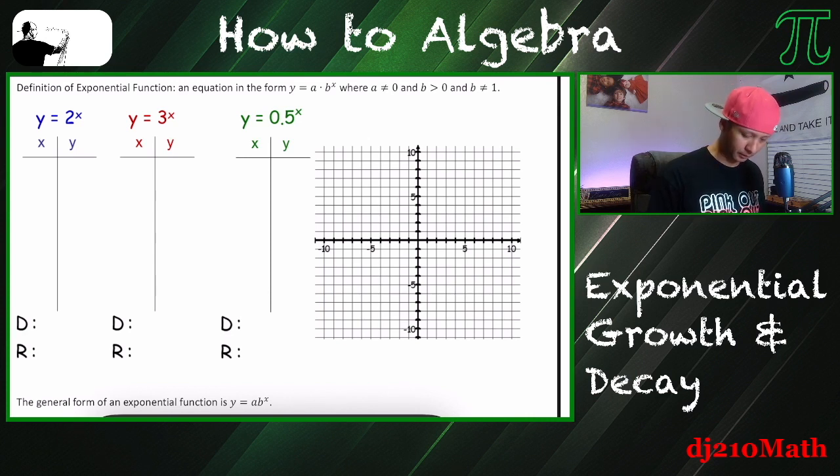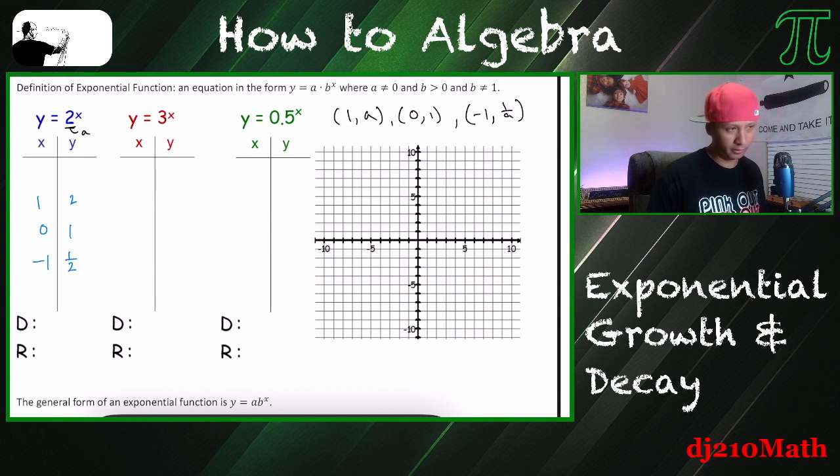The 3 points are going to be (1, a), (0, 1), and (-1, 1 over a). Again, a being the base. So for instance, 2 to the x, 2 is a. So if we follow our little formula, our 3 key points are going to be (1, 2), (0, 1), (-1, 1 over 2).